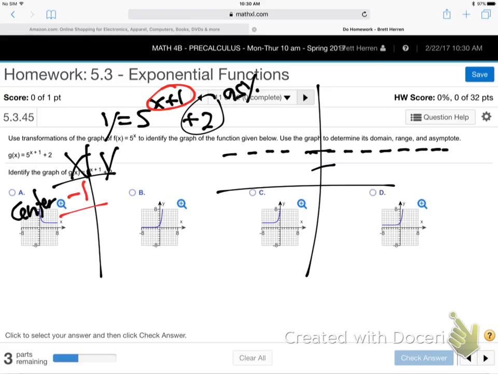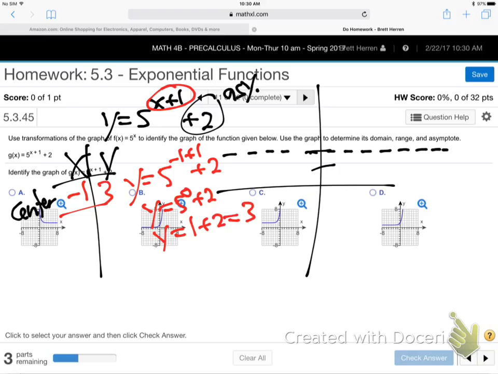So if you plug in -1, you get 5 to the -1 plus 1 plus 2. That's 5 to the 0. And what's anything to the 0? 1, yeah, don't forget, that's not 0. So 3. So back 1, up 3. Look at that. See how that dot is 1 above the horizontal asymptote? That's because the c here is really 1, huh? Positive 1.